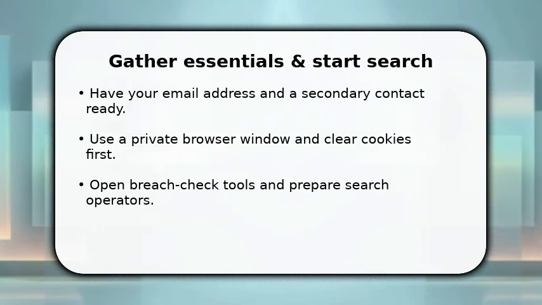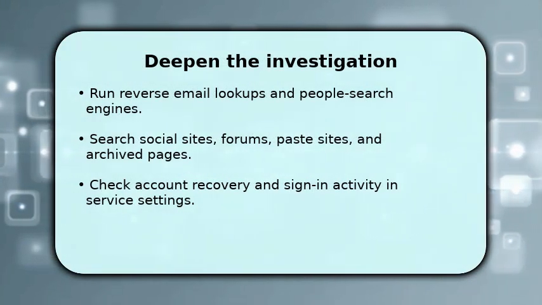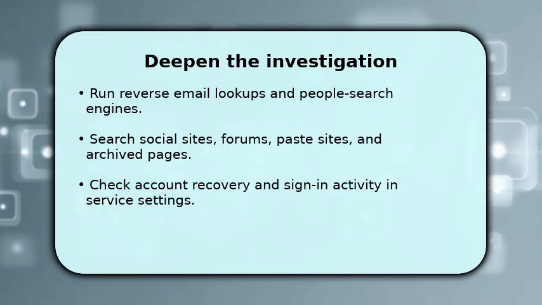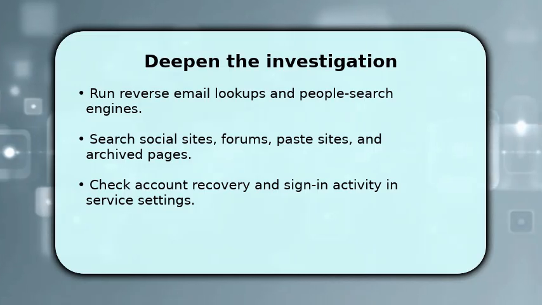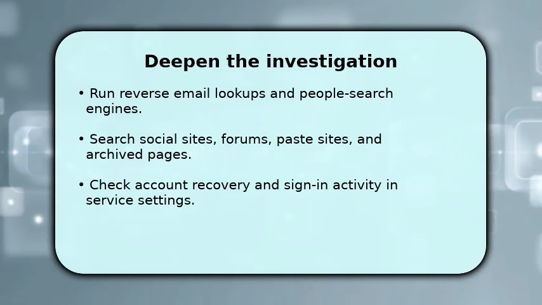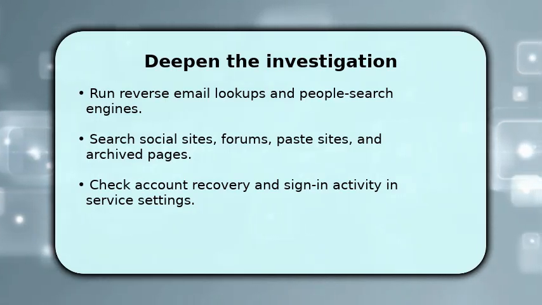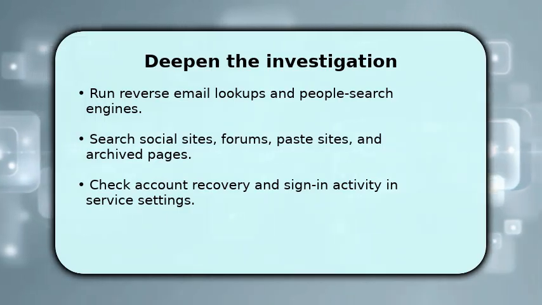Now dig deeper with reverse lookup and people search tools to map where that email appears publicly. Once done, search social platforms, forums, paste sites, and the web archive using exact match queries to capture older or hidden listings. Make sure to inspect each hit. Identify whether the address appears in a public profile, comment, or data dump.